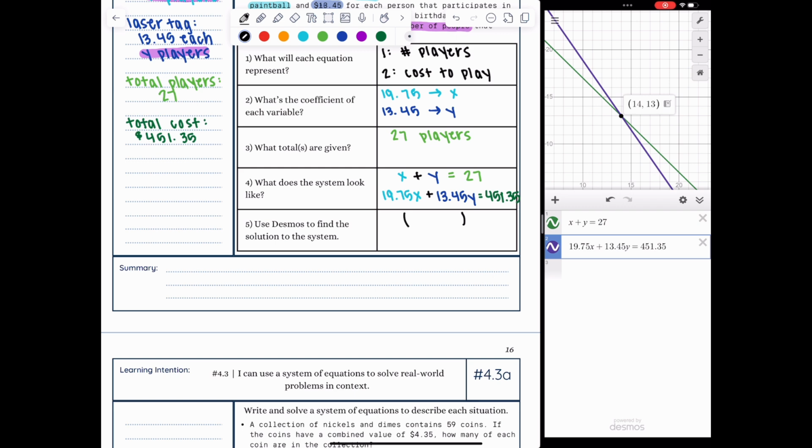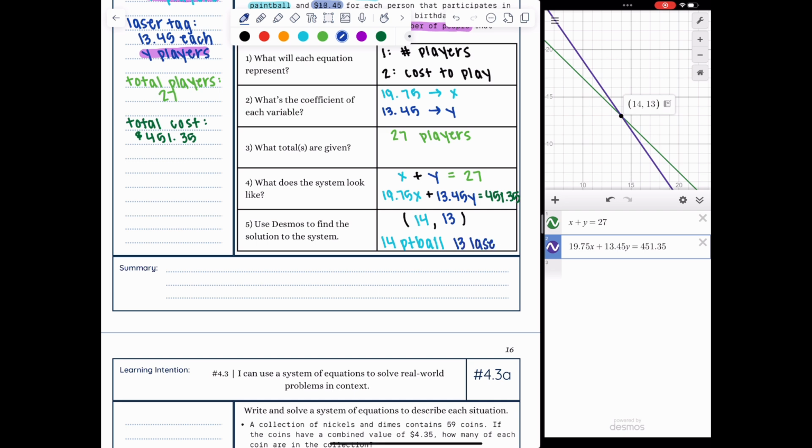So you have an ordered pair where you're given two numbers. You have an X and a Y. Your X is 14, and that's talking about the number of people that played paintball. Your Y is 13, and that's talking about the number of people that played laser tag. So you know that the solution to this system is that there were 14 people that played paintball, and there were 13 people that played laser tag.